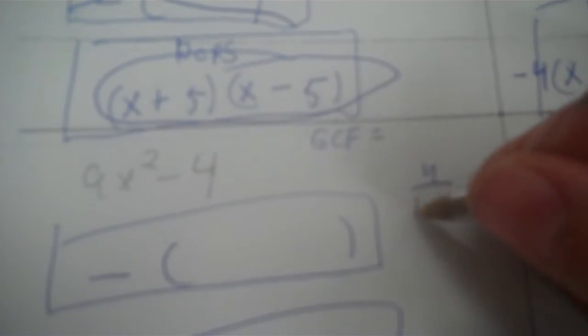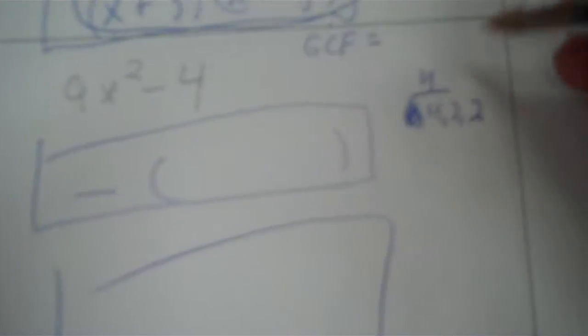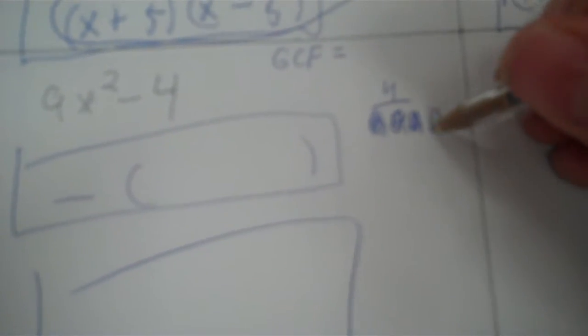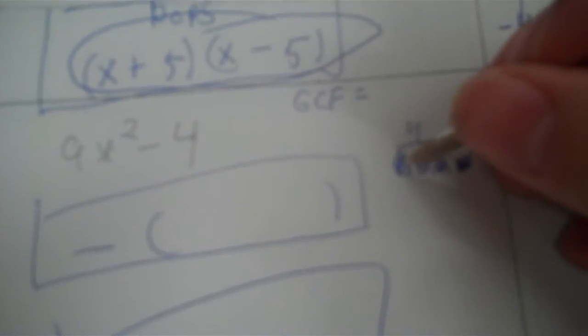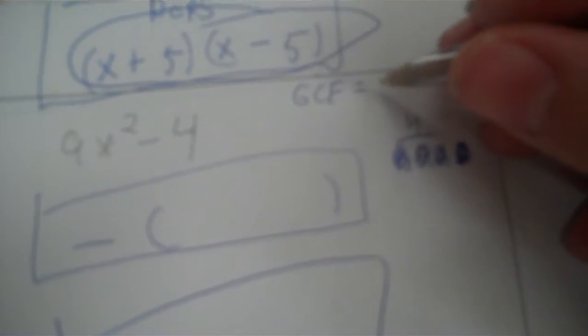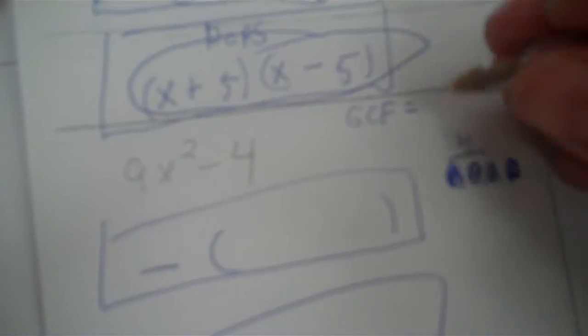9x to the second minus 4. First check for a GCF. I do not have a negative. I do not have x on everything. Now let's check our smaller coefficient, the 4: 1, 4, 2, 2. And I am not going to be able to divide these both by 4 or 2. They'll get decimals, and we don't ever use 1 unless I have a negative already. So there's no GCF, so I cross that out.